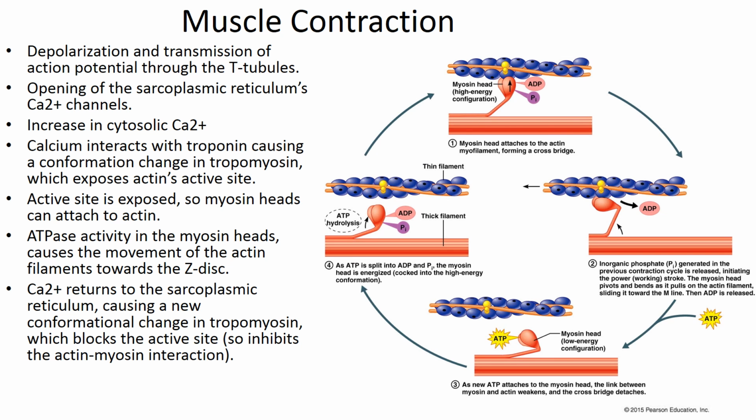So, to summarize what we covered so far, depolarization and transmission of the action potential goes through the T-tubules, opening the sarcoplasmic reticulum's calcium channels, increasing the concentration of cytosolic calcium. And now what we're going to examine is how calcium interacts with troponin, which will change the conformation of tropomyosin, exposing actin's active site. We need actin and myosin to interact along with ATP in order to get the muscle to contract.